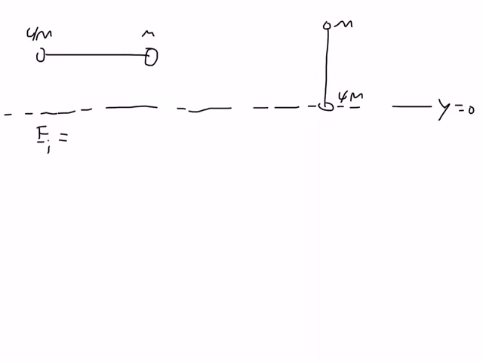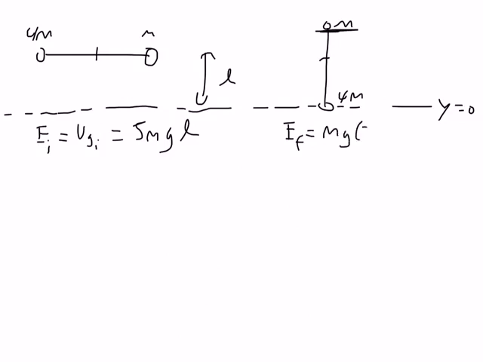So the initial energy is all potential energy, right? It's not moving. And so that's going to be the total mass, because they're the same height, 5m times g. And then this height right here must be L, right? Because here, if that's the center, that's the radius of the rod. So 5mgL. The final energy is a little bit more complicated. We have some gravitational potential energy from this mass, so that is mg2L.